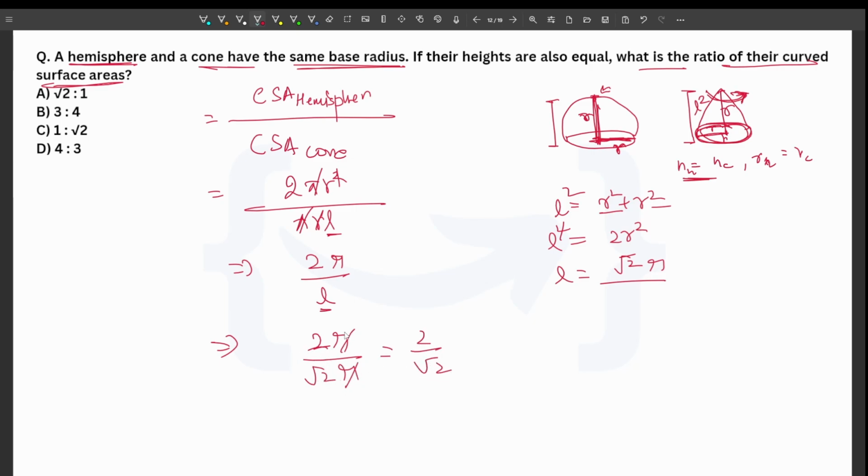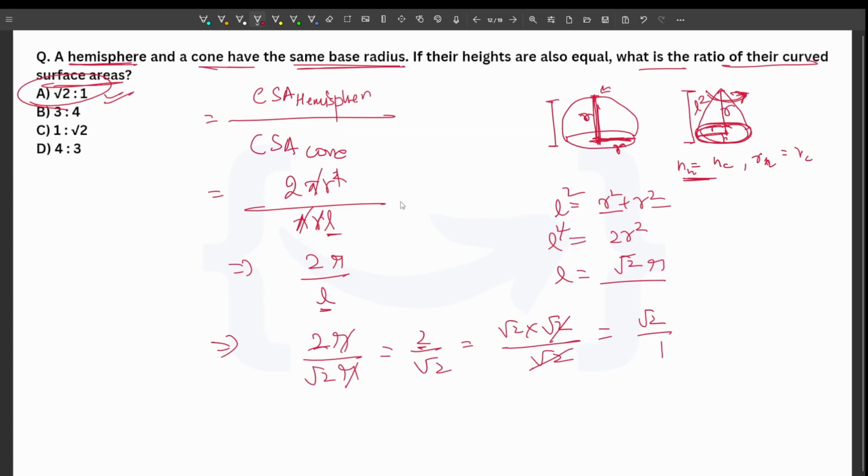Do we have any option related to this? No, we don't have any option related to this. But I can do some root factorization. What would be the root 2 factorization? Okay. So it's 2. Can you write 2 like this as well? Isn't it? So this will go away. It will become root 2 by 1 and A is the right option.